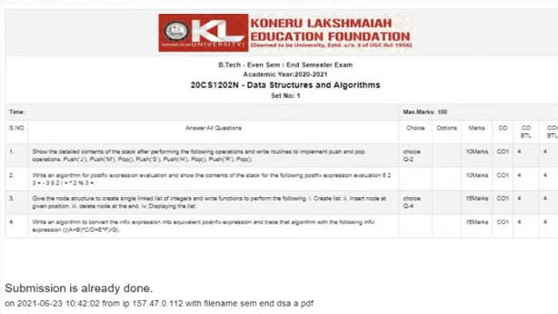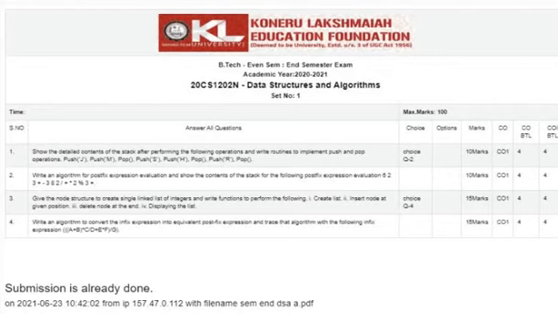Question number 2. Write an algorithm for postfix expression evaluation and show the contents of the stack for the following postfix expression evaluation. 6, 2, 3, plus, minus, 3, 8, 2, slash, plus, power, 2, mod, 3, plus.